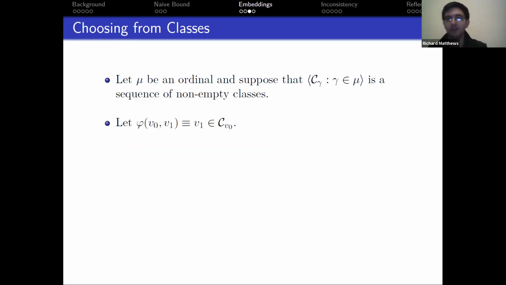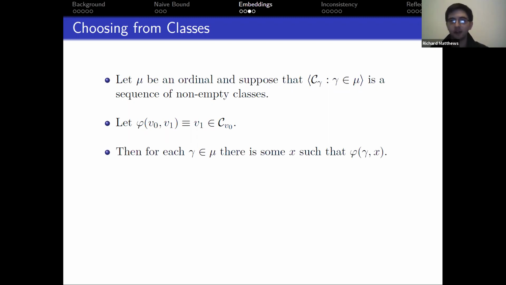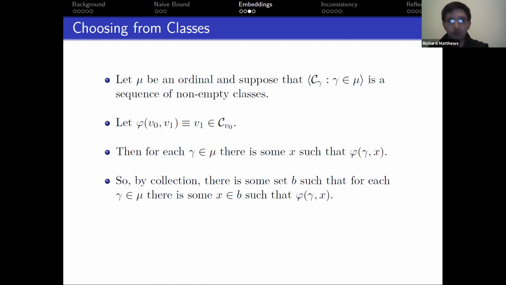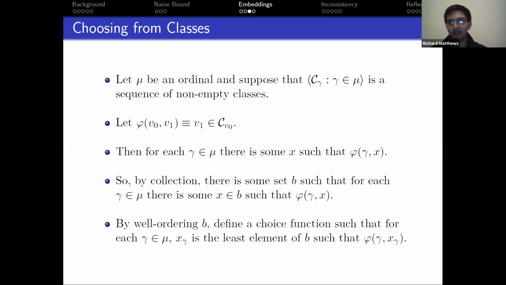So instead, we have to be slightly more careful. I'm going to let phi be the statement that V1 is an element of C of V0. And then for each gamma in mu, there is some x such that phi holds for gamma and x. So by collection, we can take a set B such that for each gamma, there is an x in B for which phi holds for gamma and x. And we can just use well ordering of B to define a choice function, or the axiom of choice, or whatever formulation you want, so that for each gamma, we pick some x gamma.